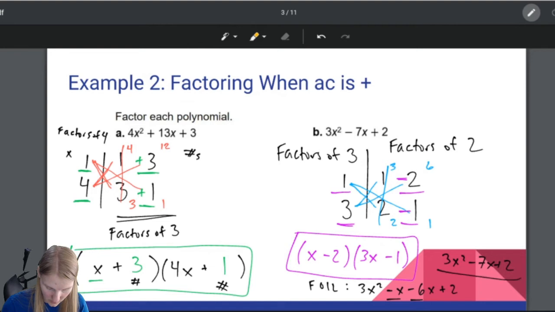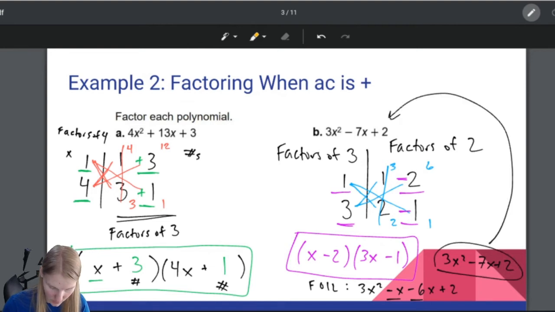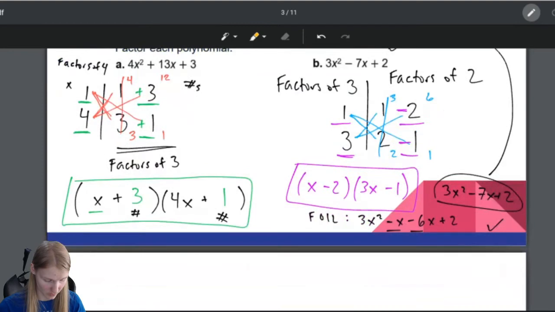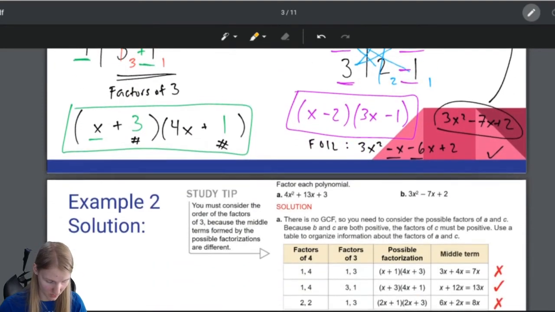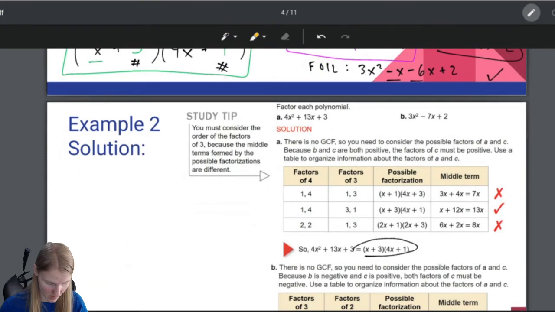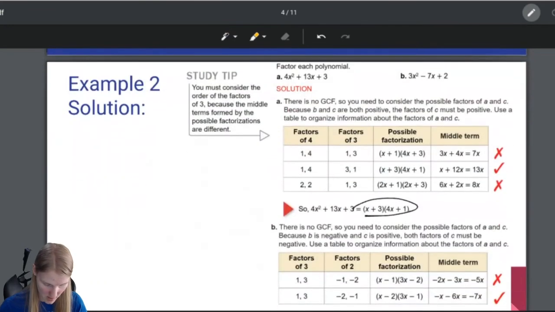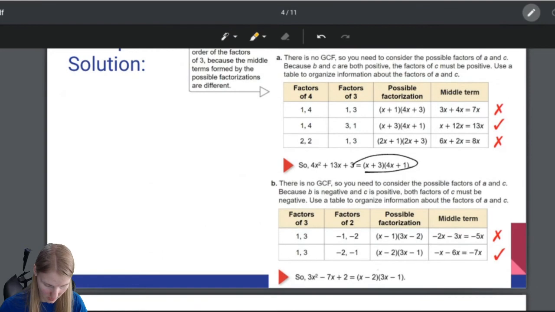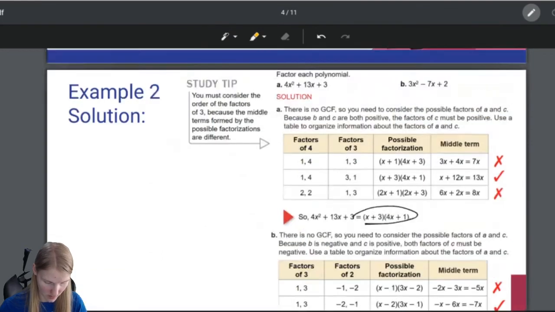Oh my goodness! Look at that, that's what we started with. So yes. Yes, we were right. Awesome. Awesome indeed. Let's check our answers to make sure that we were right. The x plus 3, 4x plus 1, and x minus 2, 3x minus 1.